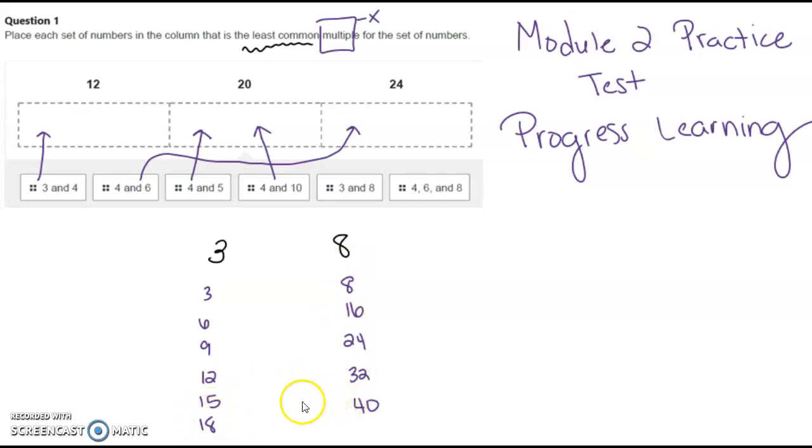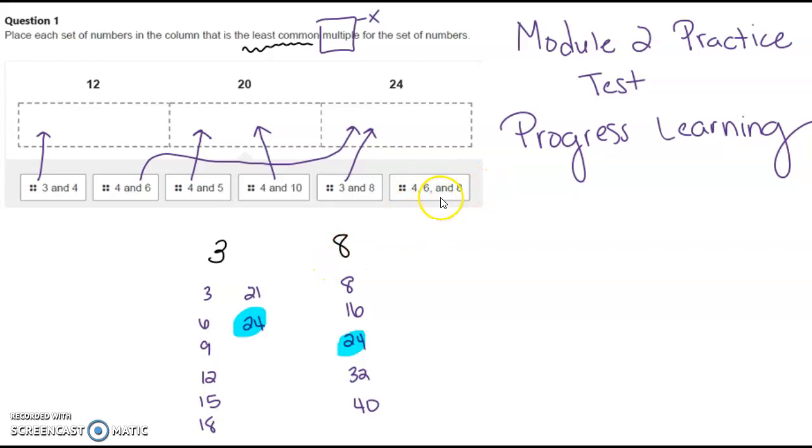That's not on this list. The next one would be 21. That's not on this list. Ooh, but 24 is. Look at that. So they both share 24. So then we know that 3 and 8 would go into this category.